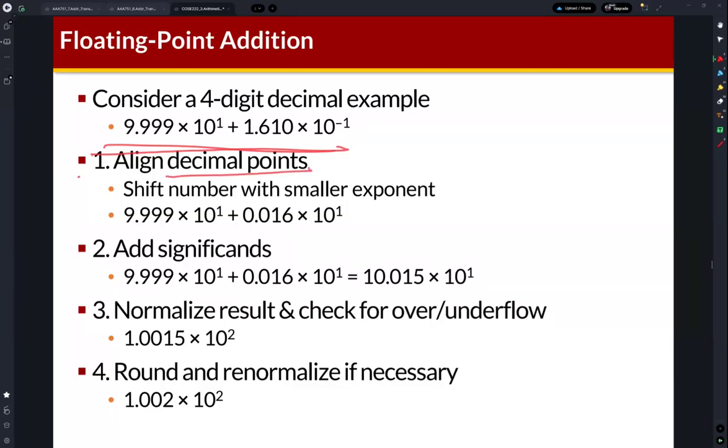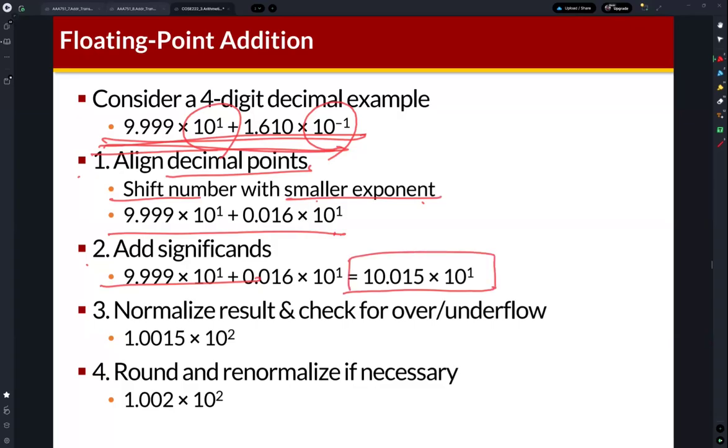Firstly, align decimal points, right? Which means we cannot directly add these numbers, because the exponent parts are different. So we cannot add directly. So we put the number with the smaller exponent like this, and then add the significands, okay? So the number becomes like this.